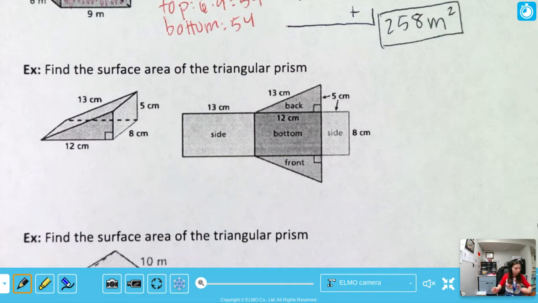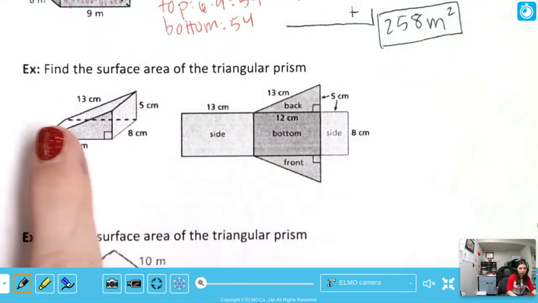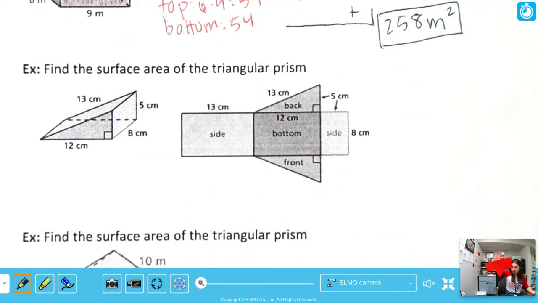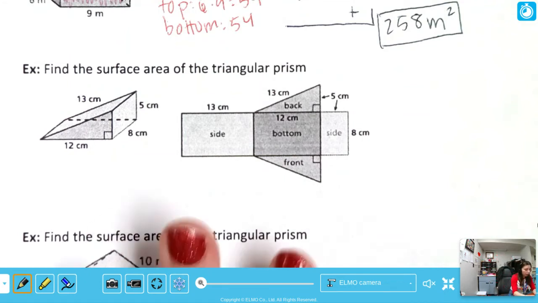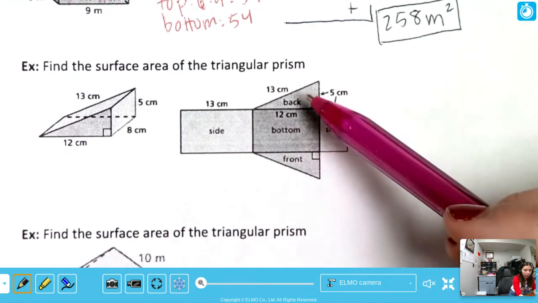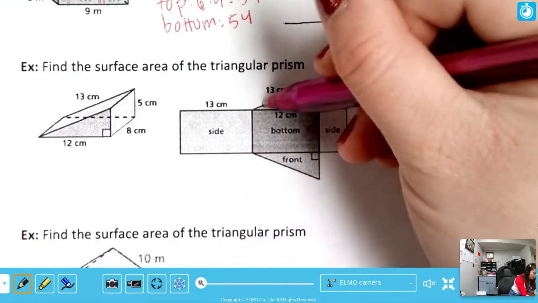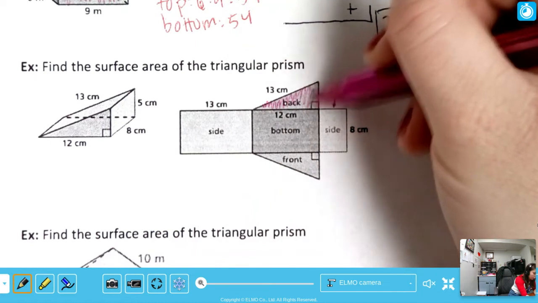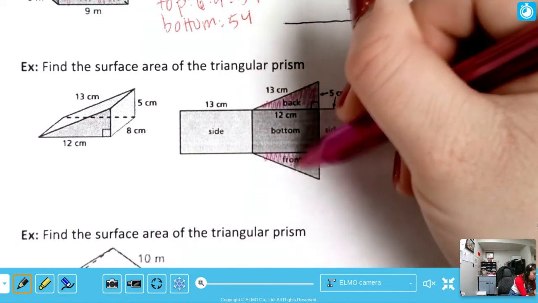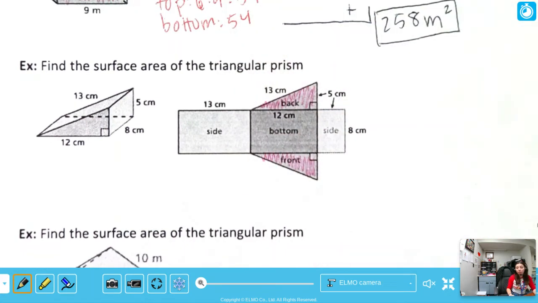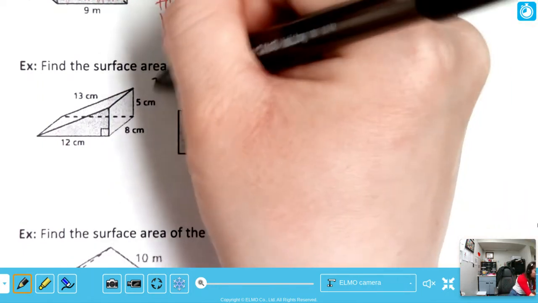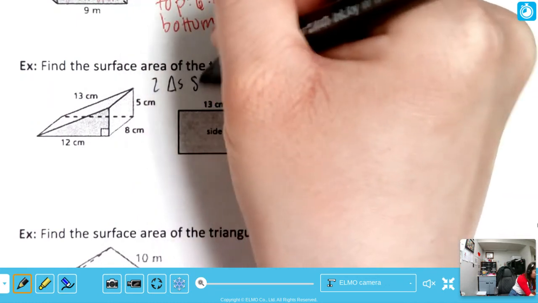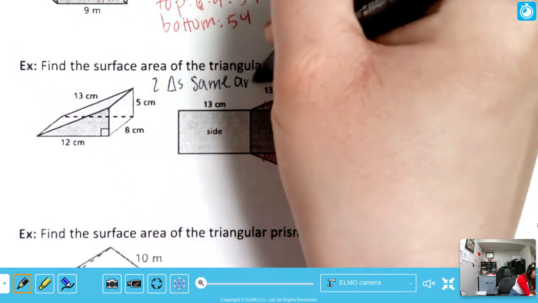So the first example we're going to work on, we are given the net. We unfolded this, created the net so we can more easily see all of the faces. So I'm going to start by working with the front and the back, those 2 triangles. The reason I'm starting with those is because in a triangular prism, the bases are triangles and the bases have to be identical, so those 2 triangles are going to have the same area. Let's actually write a note so we remember that. 2 triangles have the same area.